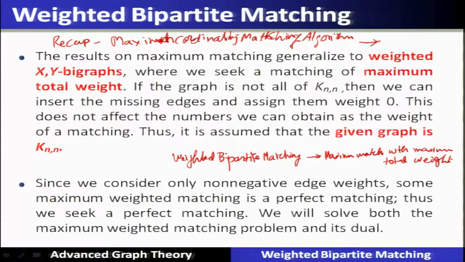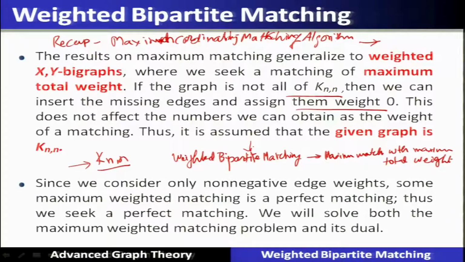So, here we are given a graph, again of that particular complete bipartite graph K_{n,n}. If the edges are not present, then we will add edges having weight zero to make it K_{n,n}. By adding these extra edges of weight 0, we are not going to change anything in this problem setting; the solution is not going to change in this case. So, we can do that.